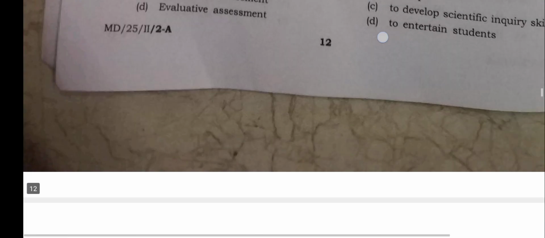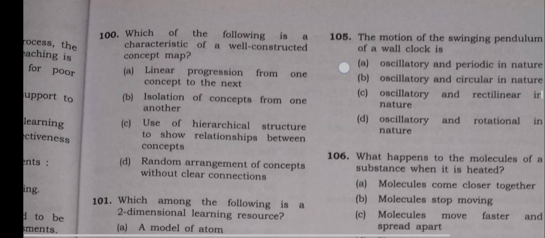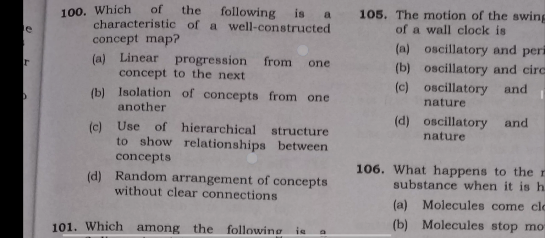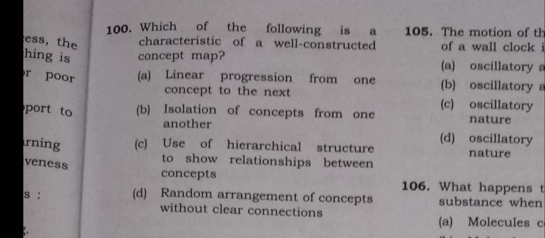All right. Now let's go to question number 100. Which of the following is a characteristic of a well-constructed concept map? The correct option here is option number C, use of hierarchical structure to show relationships between concepts.